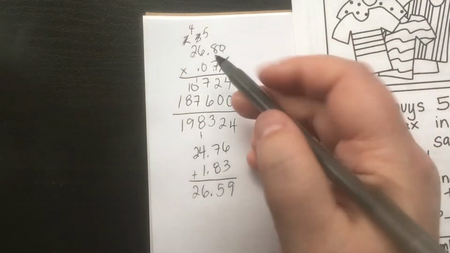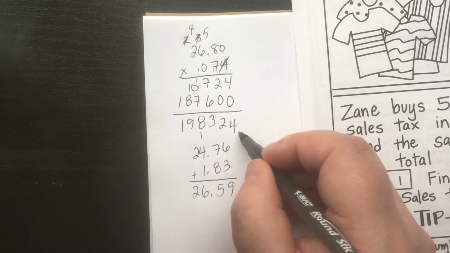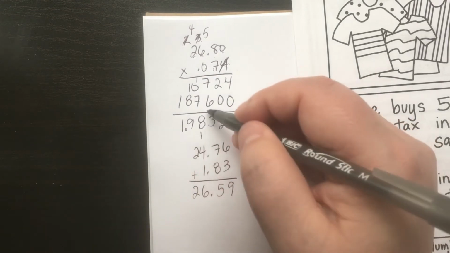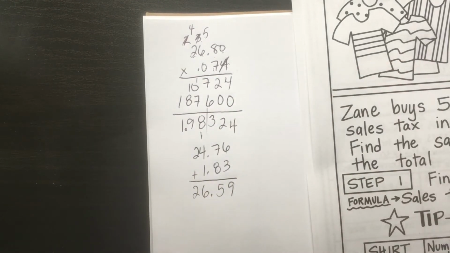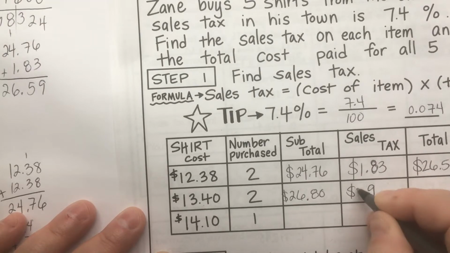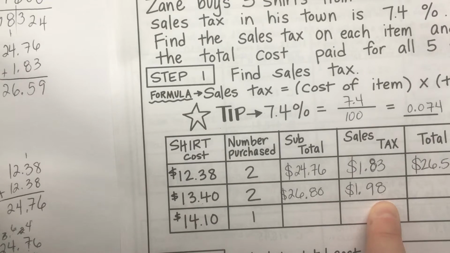All right, so how many decimals are represented? 1, 2, 3, 4, 5. Counting from the right, 1, 2, 3, 4, 5. Dollars, boom. How much tax did he have to pay? $1.98. So that's 2 cents less than $2.